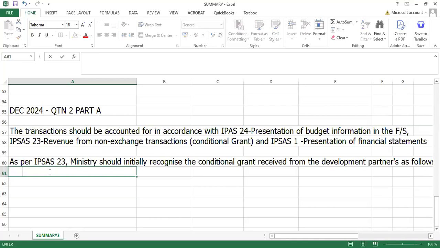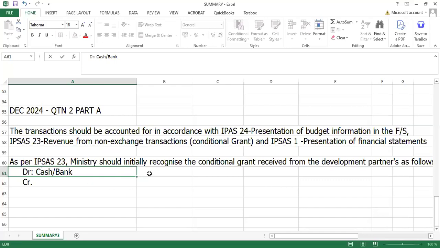In double entries, what do you debit if you receive a grant? What do you credit? You're receiving a grant in the form of money, so it is cash, and cash is an asset. So debit cash or bank? For us, we are not recognizing the PPE, but we are recognizing the cash received. That is cash or bank, depending on the mode.